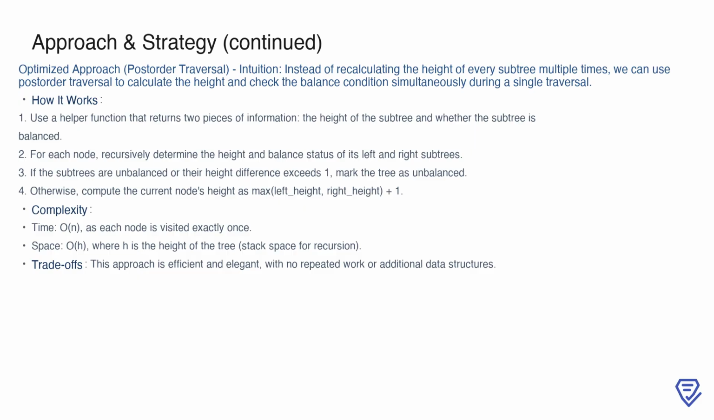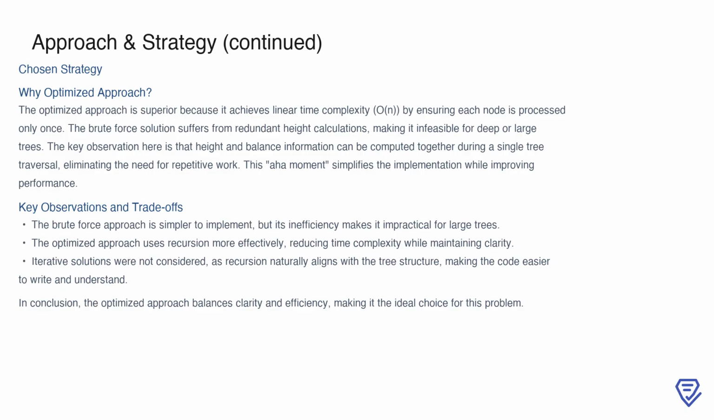This method is highly efficient, with a time complexity of O(n), since each node is visited exactly once. The space complexity remains O(h) due to the recursion stack, where h is the tree's height. By avoiding redundant calculations and combining the height computation with the balance check, this approach is both elegant and efficient. The optimized approach is our chosen strategy because it strikes the perfect balance between clarity and efficiency.